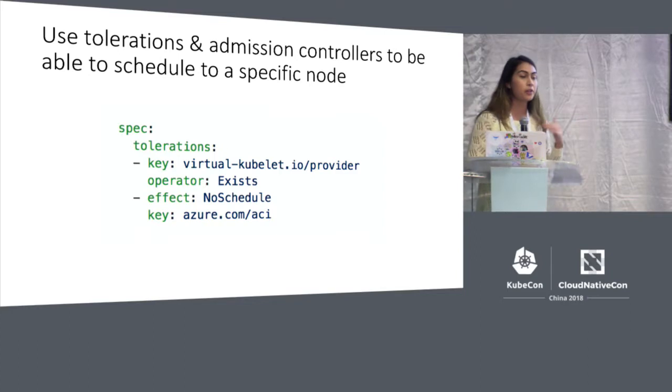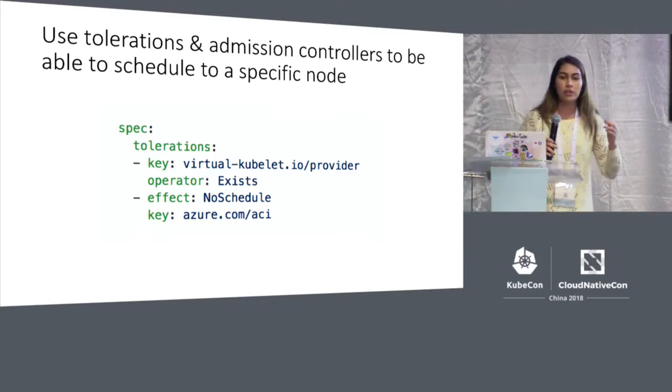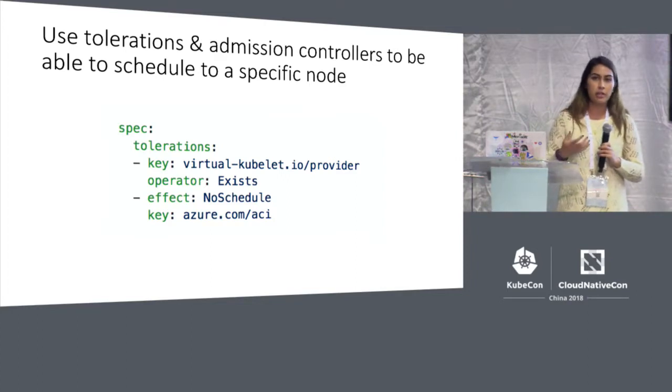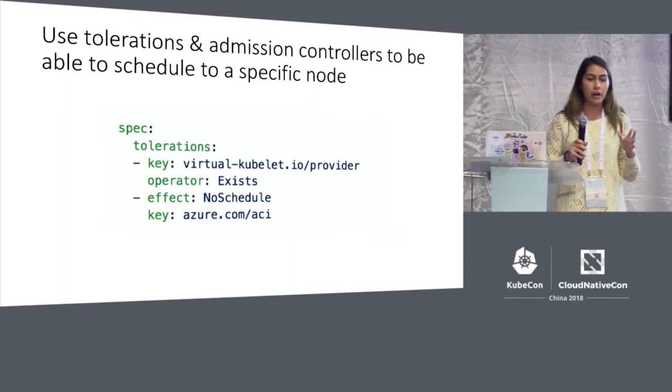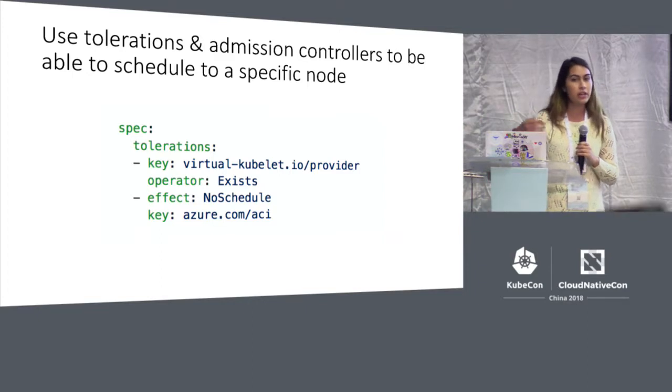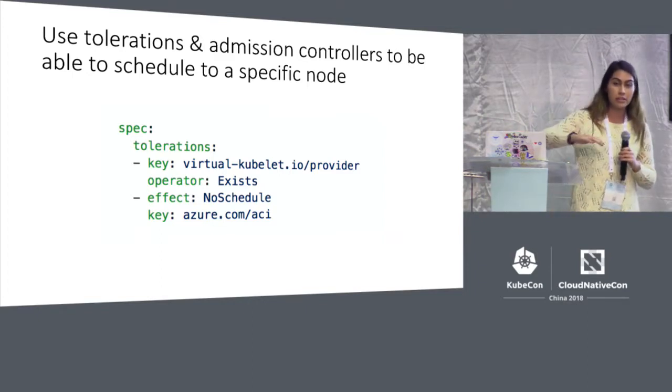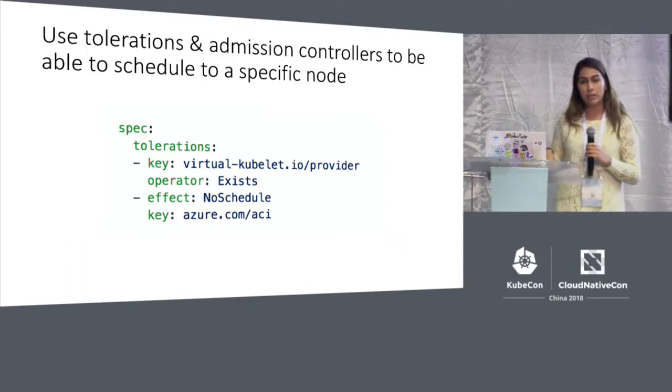You can also use tolerations and admission controllers. So this is important if you really don't want your developers or the people even deploying the pods to Kubernetes to really have to figure out where it needs to go. That's where an admission controller would come into play. You can use this mutating webhook that will basically edit your pod spec on demand, which is pretty cool.